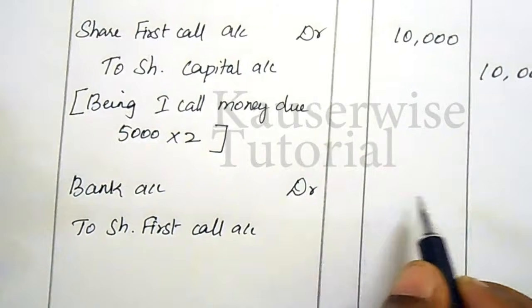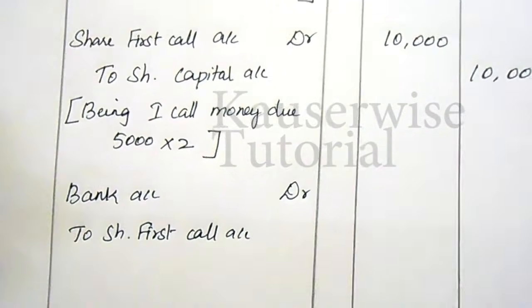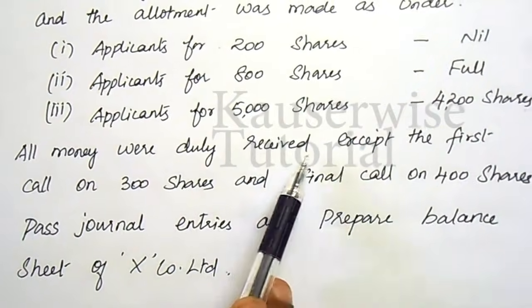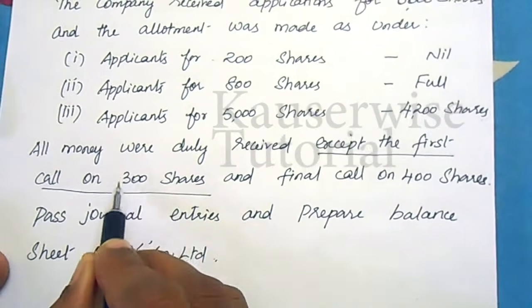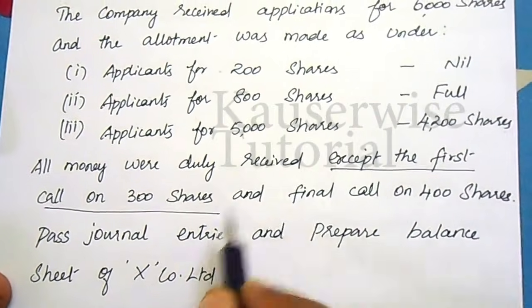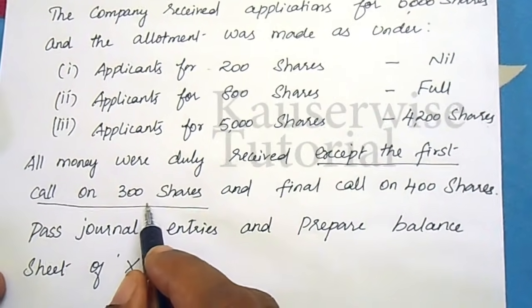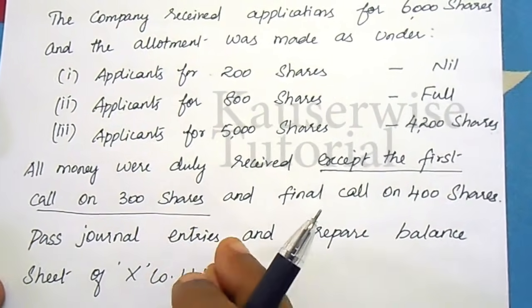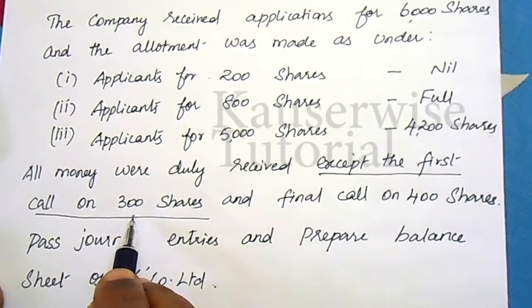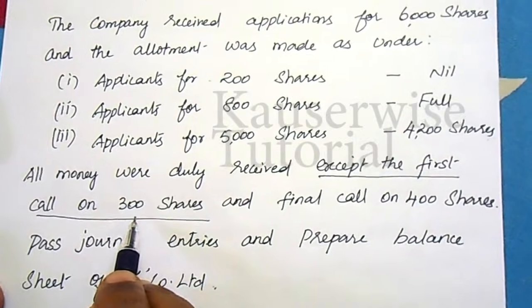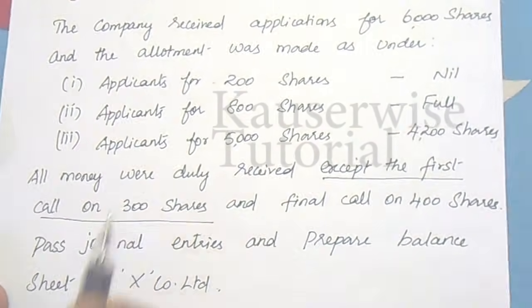So before you enter the amount, just see the adjustment. All money was duly received except the first call on 300 shares. So 300 shareholders failed to pay the first call money. So how many shareholders are there? 5,000 shareholders. So out of 5,000 shareholders, only 4,700 have paid the first call money, except 300 shares.